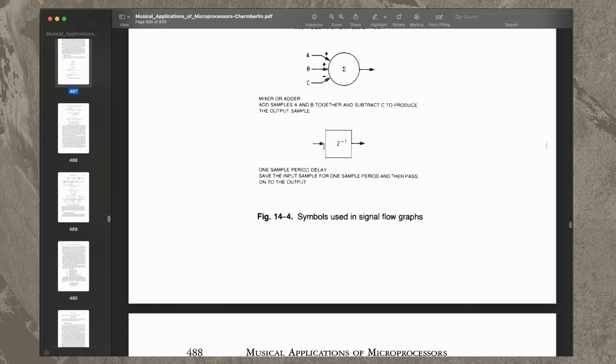And then finally, we have the square, which will have this z-1 in it, and this is a one sample period delay. So this is an element that is necessary in a digital system because in digital audio, we're working in discrete time.